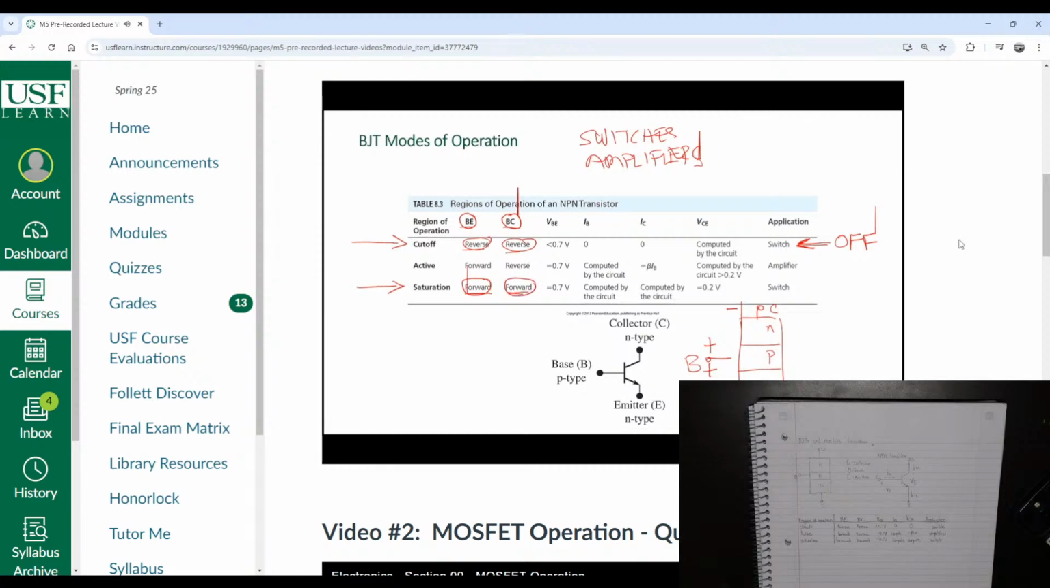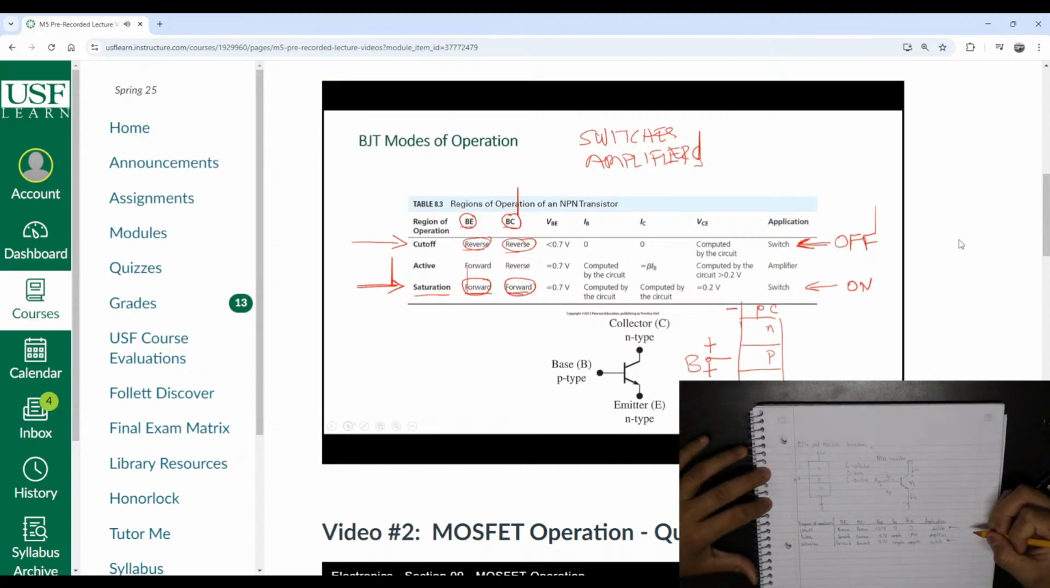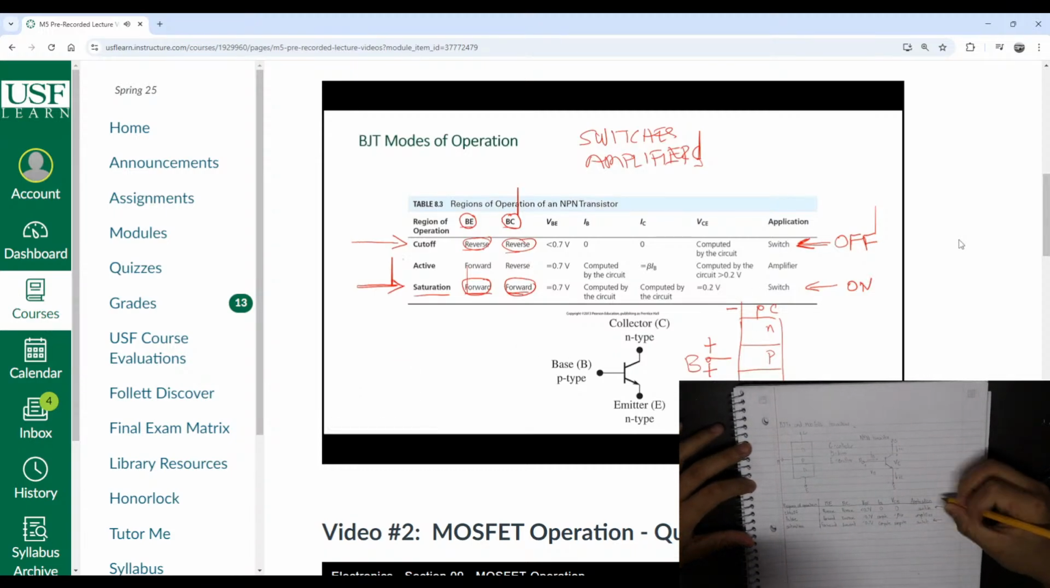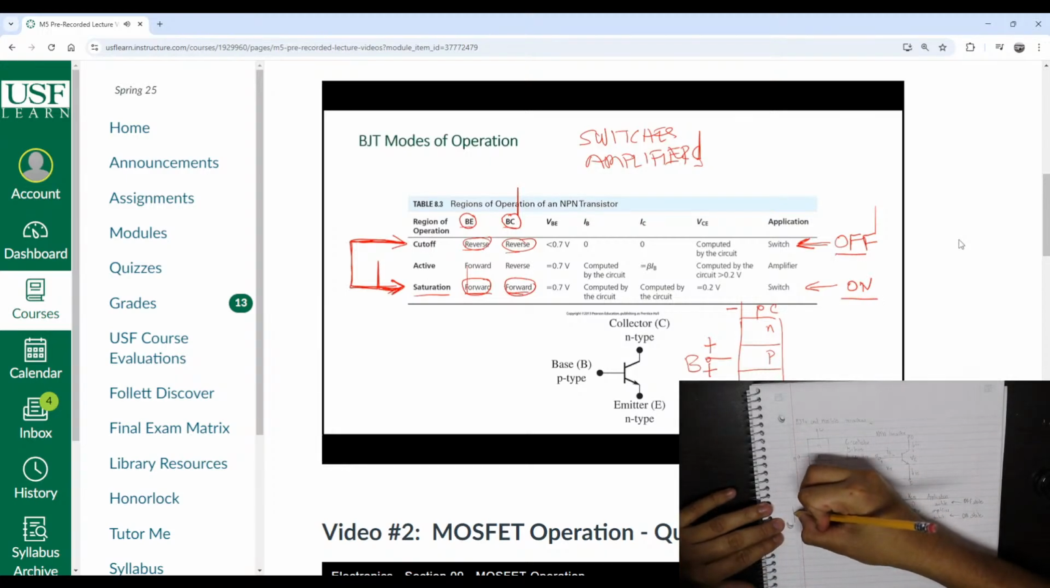In that case, we say that the transistor is in the saturation mode, and that is the on state of the transistor operating as a switch. So if you were to operate the transistor as a switch, you want to drive it between its off state and its on state. You want to drive it between cutoff and saturation. So if you go between those two modes, your transistor will be off or on.